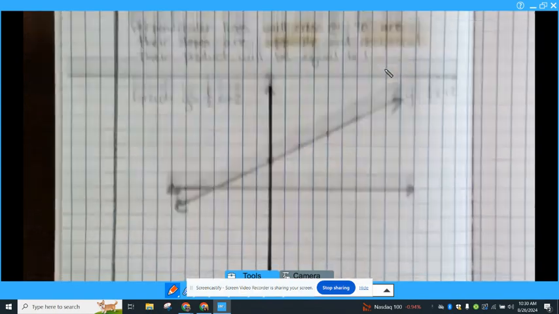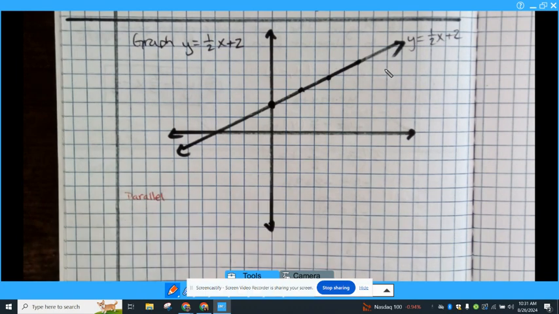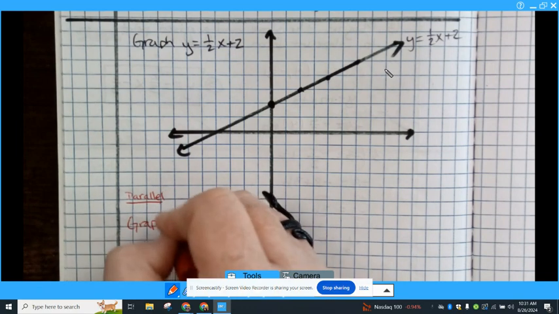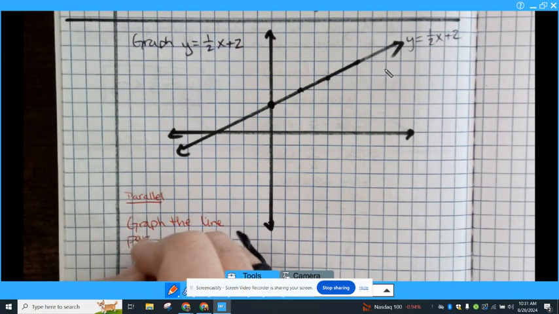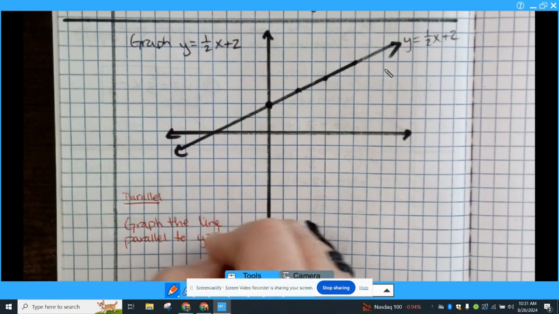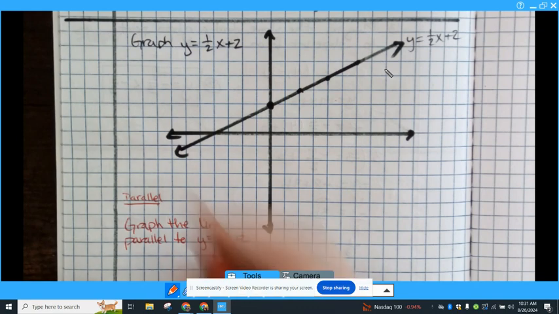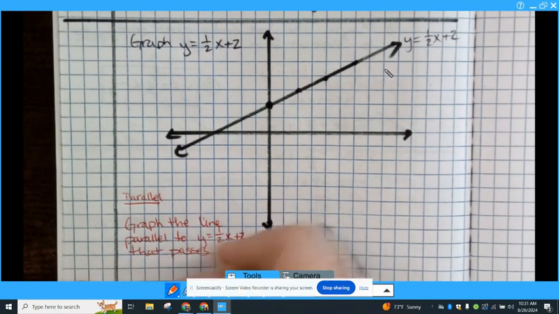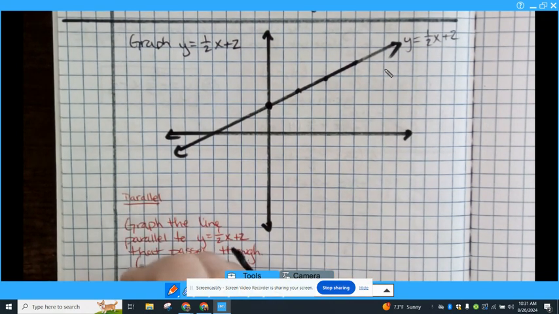We're going to start with a parallel line. So I'll do parallel in red. So graph the line parallel to y equals 1/2 x plus 2. So the one that we've already graphed. That passes through the point -4, 3.